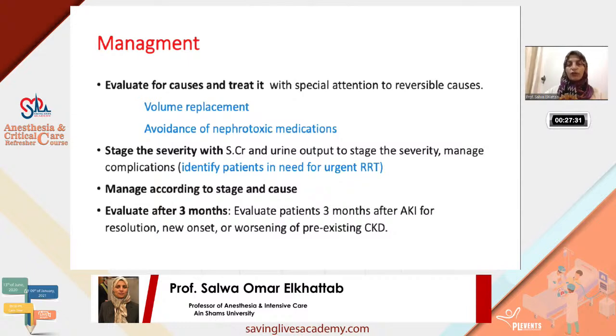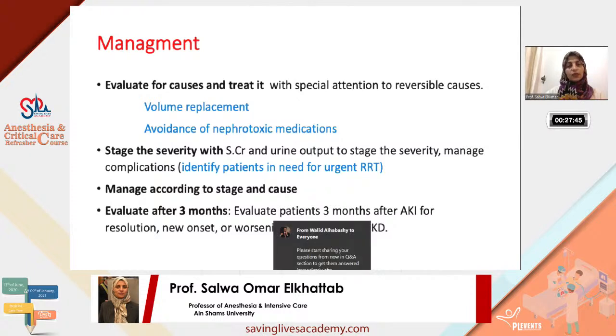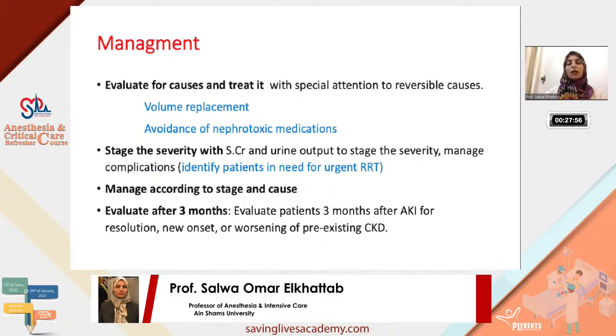So if you have a pre-renal problem, think about volume replacement, and don't ever forget nephrotoxic medication. We have to stage the severity of the patient, like what we said before regarding the criteria, either RIFLE or other criteria, so we can tell whether we are at risk, injury, or failure. Are we in a severe form or not? I mean, stratifying the risk again. And according to the stage and the cause, the plan will be set for managing this patient.